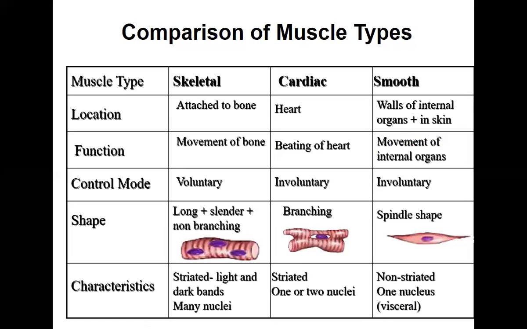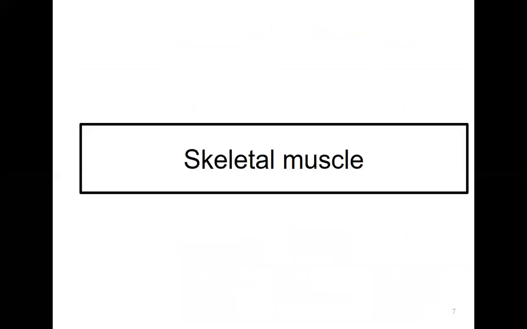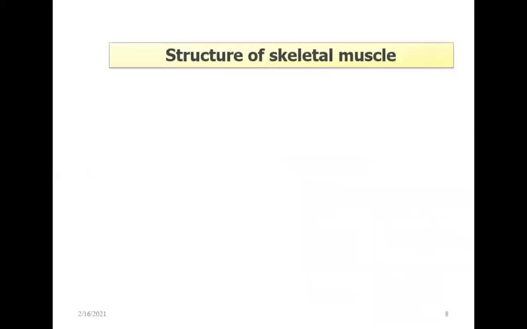Okay. So these are the three different types of muscles, and this is how they differ from each other depending on location, function, control mode, shape and characteristic features. So you should know the differences between the skeletal muscle, cardiac muscle and the smooth muscle. Now we'll start with the skeletal muscles. Skeletal muscles are very important, so we have to study them one by one.